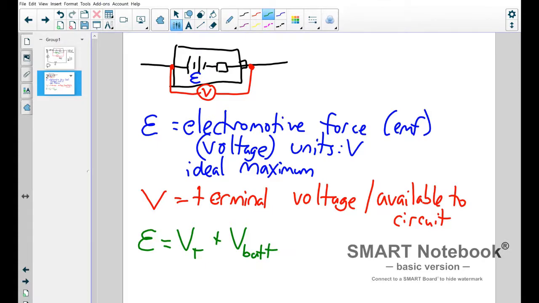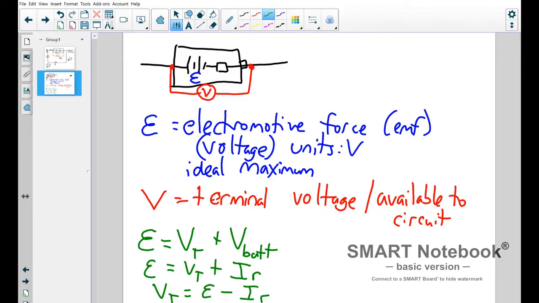Then I'm going to use Ohm's law to simplify this a bit. The voltage drop in the battery is just the current times the resistance in the battery, which is that little r. And then if I bring that over to the other side, my terminal voltage is equal to that ideal EMF minus the voltage drop in the battery.